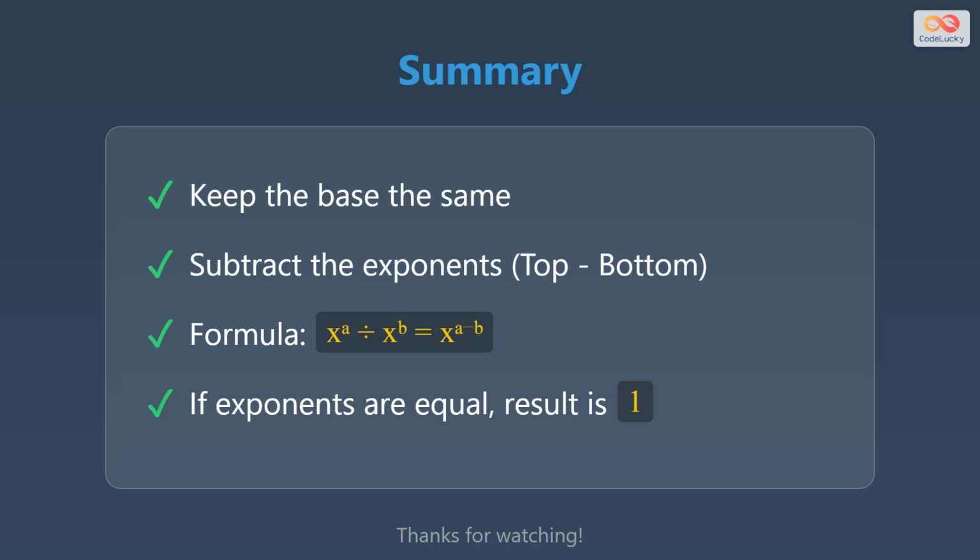To wrap up, remember these key points. Keep the base the same. Subtract the denominator exponent from the numerator exponent. And if the exponents are the same, the result is 1.